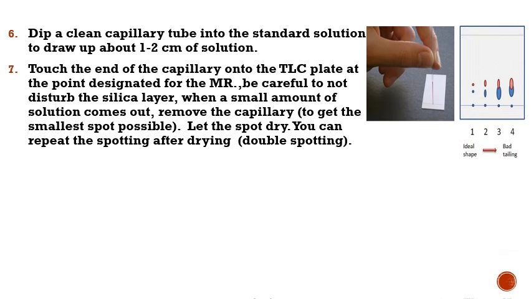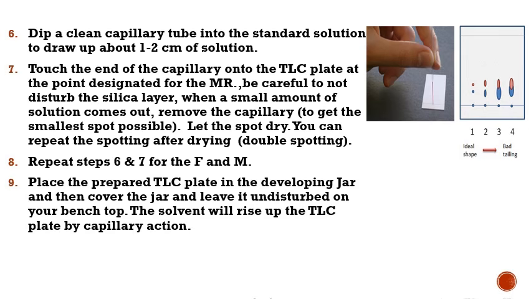Okay, as you can see here, an ideal spot is very small and circular. As you increase the amount of solution released from the capillary, you get a larger spot and it's a bit tailed. This is not very good, okay? You don't want to get this look on your TLC plate. Okay, then repeat steps 6 and 7 for fluorescein and the mixture.